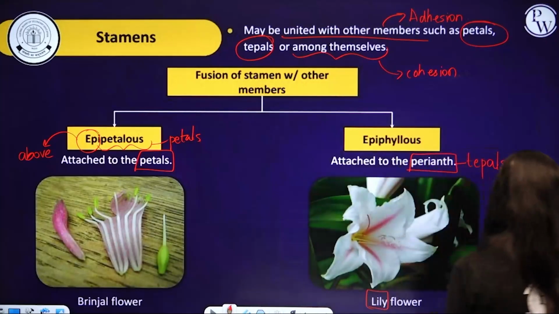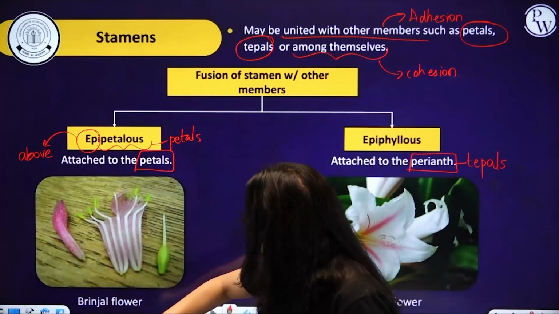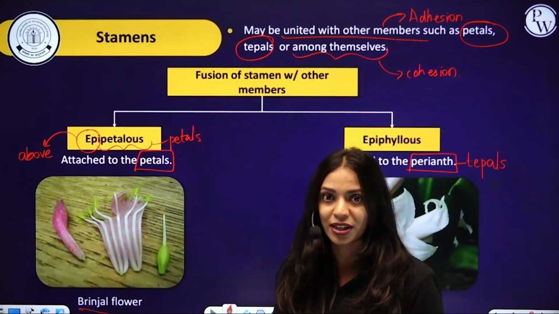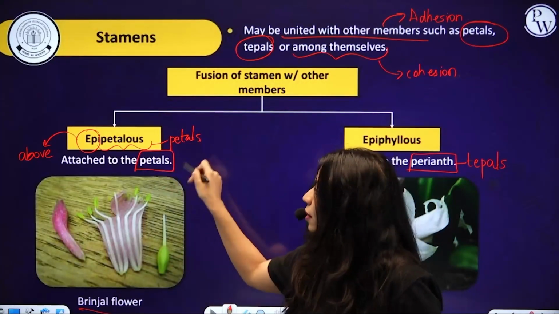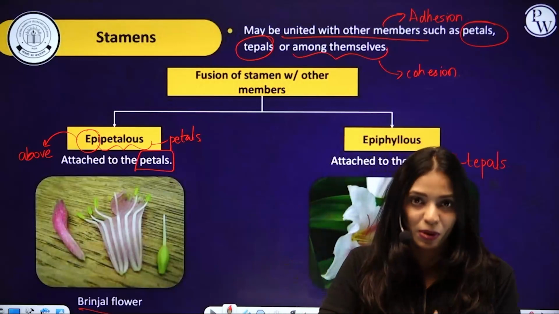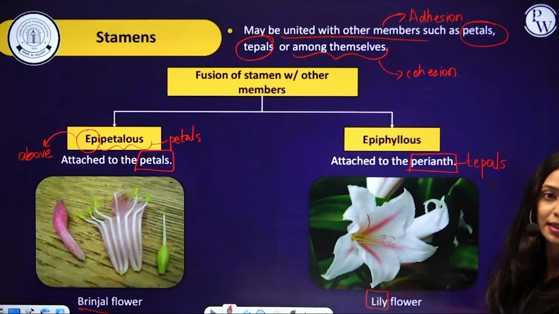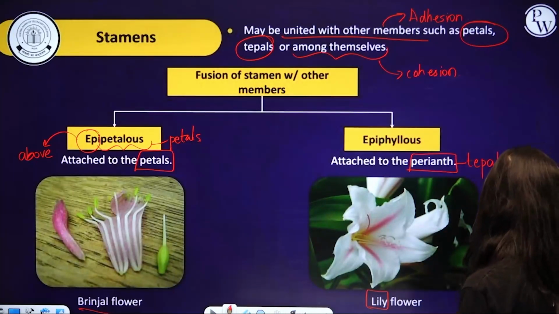All right. Now, I think I forgot to mention the example. In brinjal flower or in members of Solanaceae, the brinjal family, potato family, you can see that the stamens will be attached to the petals. Similarly, in lily flower, you can see that stamens are attached to the tepals.